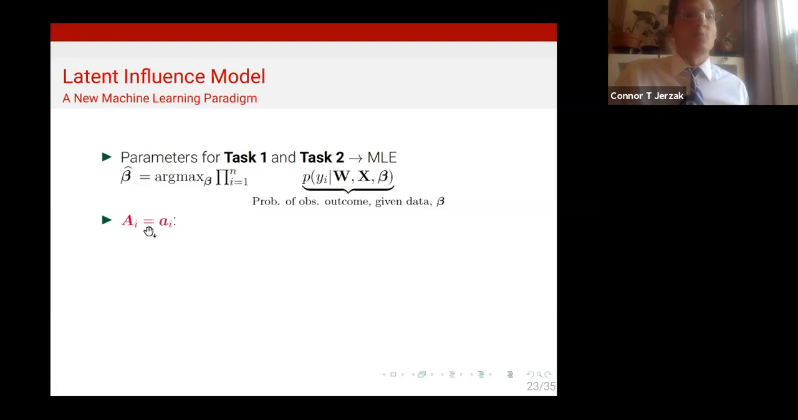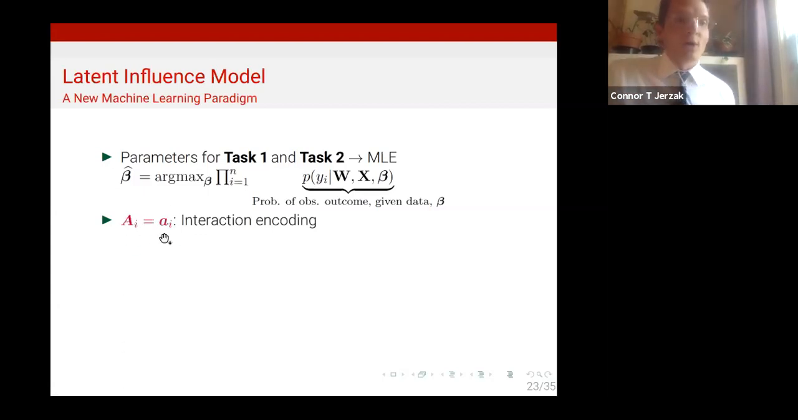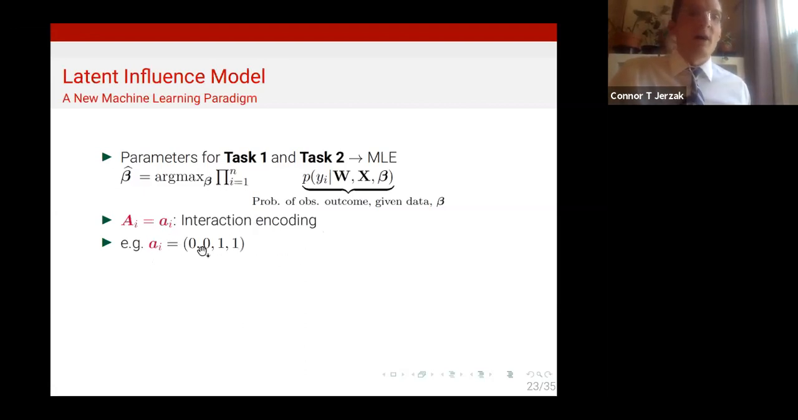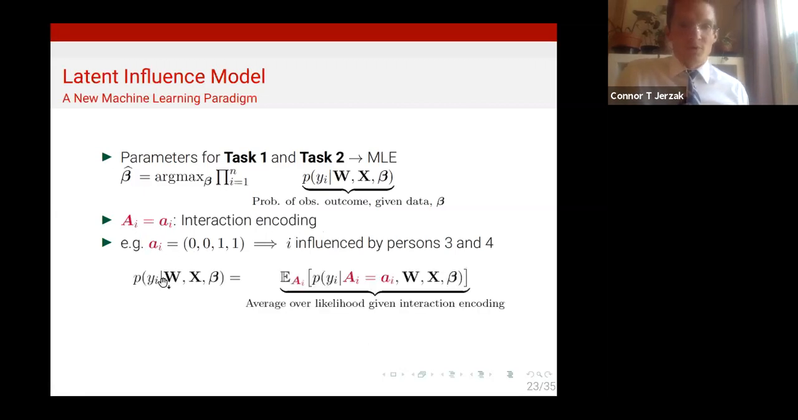So in this case, we're going to introduce these latent variables, which will allow us to say something about this influence dynamic. We don't observe the influence dynamic, but we can postulate this interaction encoding. This A random variable is going to tell us which people we believe are influencing unit I. So if A_i is 0, 0, 1, 1, that means unit I is influenced by persons 3 and 4. The model for A_i is going to be the same as the one we just described above. And we'll make the typical move done in the latent variable literature, where we postulate the existence of this latent variable, this interaction coding, whether one person is influencing another, or which groups are influencing which other groups.